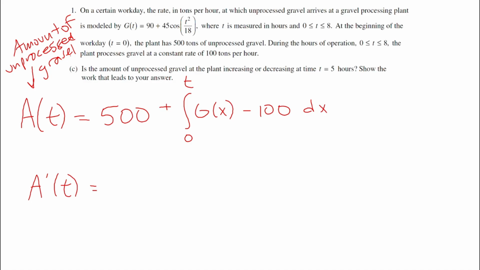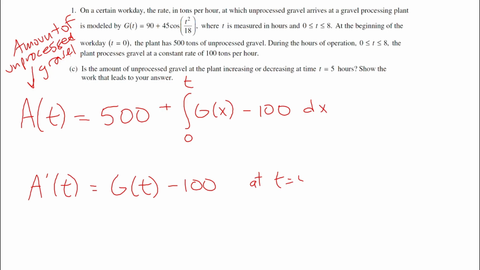So a prime of t, well, 500's derivative is 0. And the derivative of an integral from a constant to a variable of some function is just the function. That's the first part of the fundamental theorem of calculus. So the derivative of the amount function is just g of t minus 100. So we want to know, is g of t minus 100 greater than 0 or less than 0? Because that will tell us if this function A is increasing or decreasing. And we're looking for that at t equals 5.